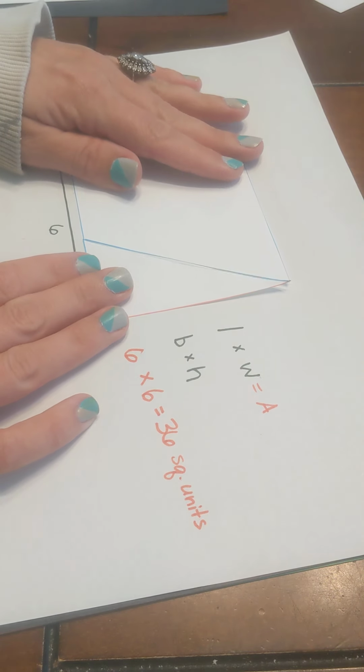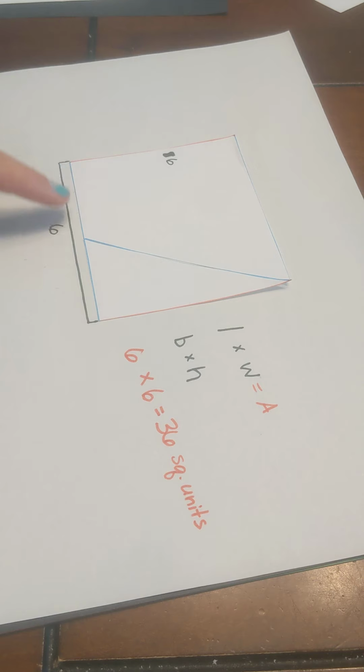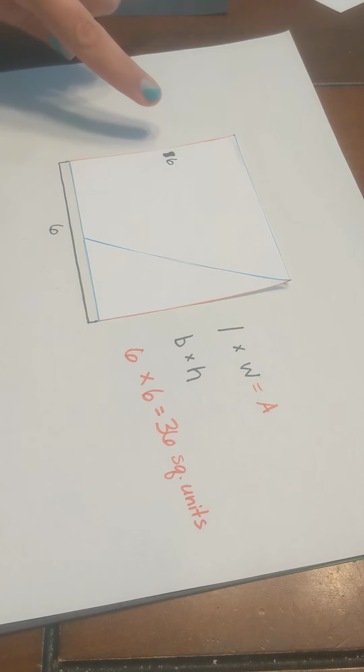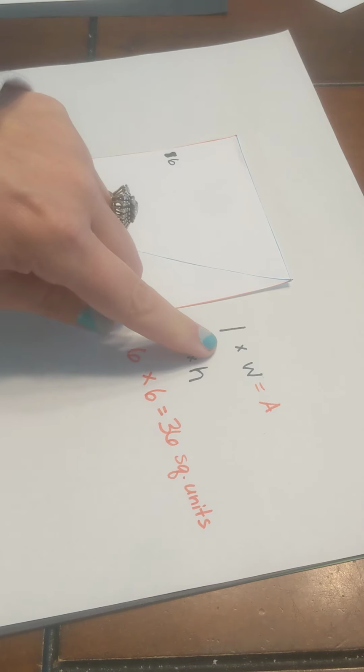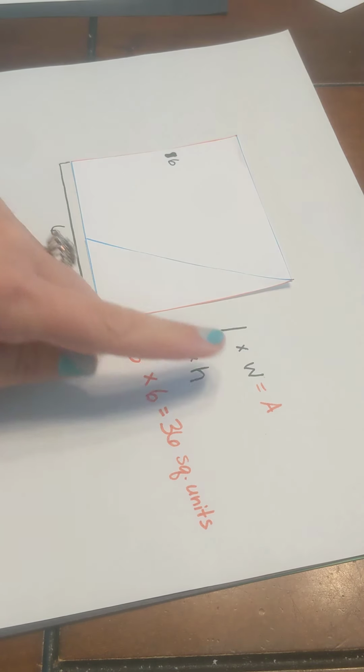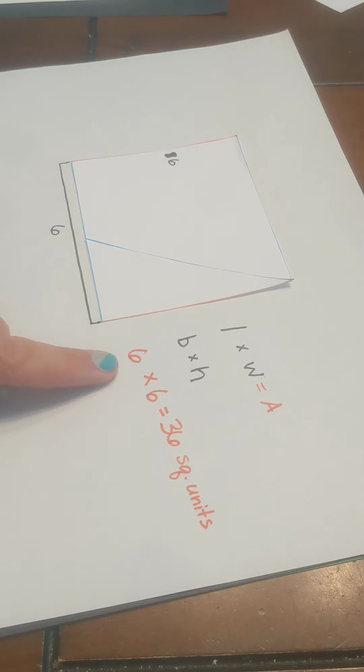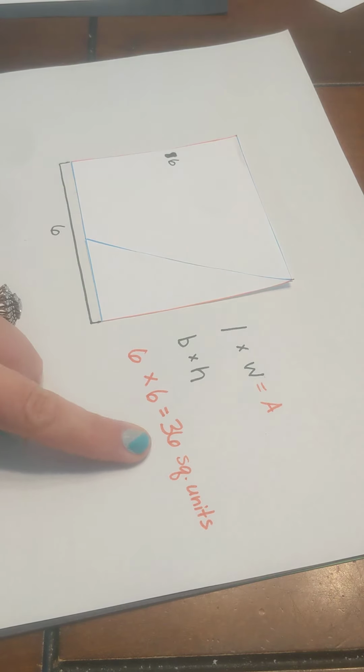And I want you to again notice that the base or the length of my shape doesn't change. It still stays 6. And again, because this side is now an actual side of our rectangle, we also know that the width or the height of our shape is going to be 6. And we would solve it the same way. We would do length times width equals the area, or base times height equals the area, which would again be 6 for our base and 6 for our height, and that would be 36 square units.